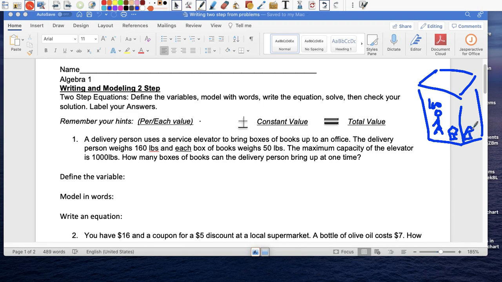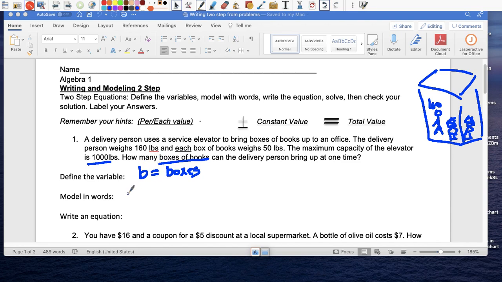Now, he wants to figure out how many boxes he can carry inside this elevator, along with himself, of course, keeping in mind the capacity of the elevator. So how many boxes of books can he bear? So the boxes, how many, right? That's your unknown. So we're going to use B for the number of boxes that he might be able to put in the elevator. Modeling words, something that we can write here.